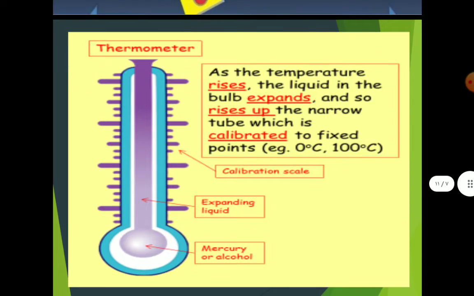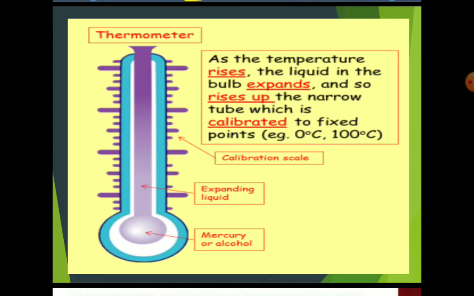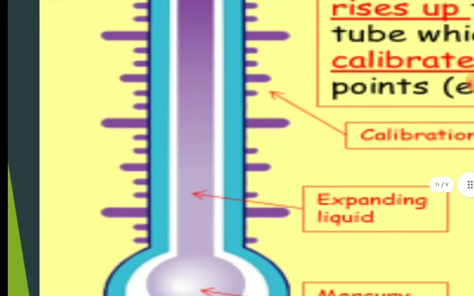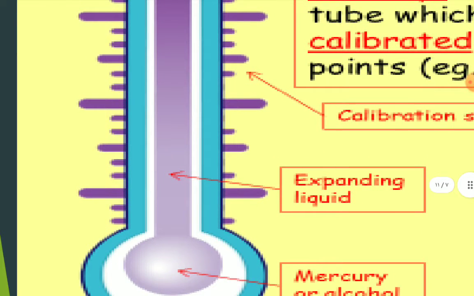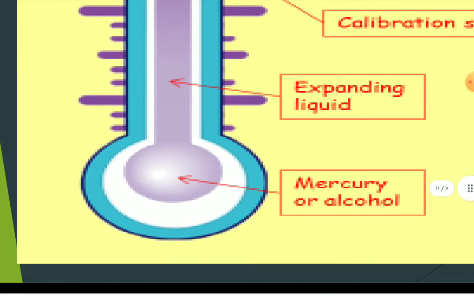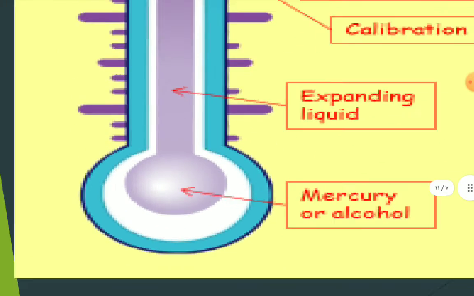Okay. In the thermometer, as the temperature rises, the liquid in the bulb expands, and so rises up the narrow tube, which is calibrated to fixed points, e.g. 0 Celsius to 100 Celsius. This is the calibration scale. You can see the arrow, and the expanding liquid, this is the mercury or alcohol.